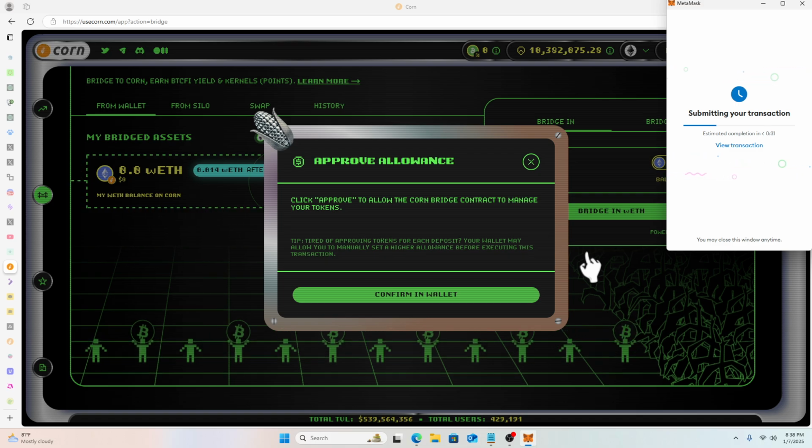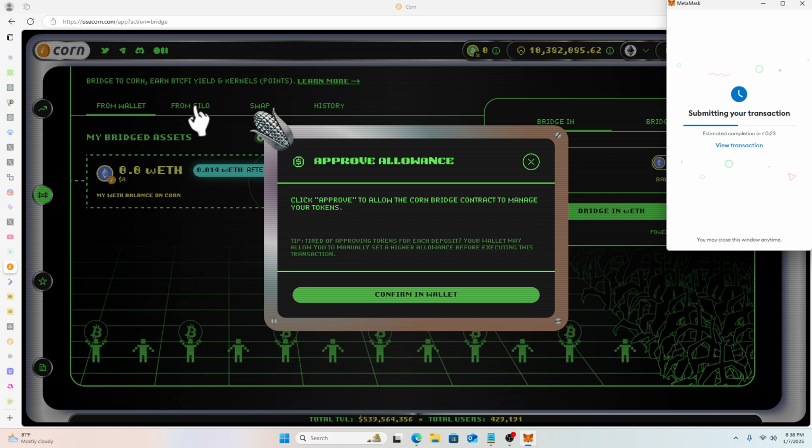Now, if you already have funds on Corn via the Ethereum chain, you can choose the silo option. So you bridge basically your funds from your existing funds on UseCorn over to the Corn mainnet. To do so, you click on from silo.